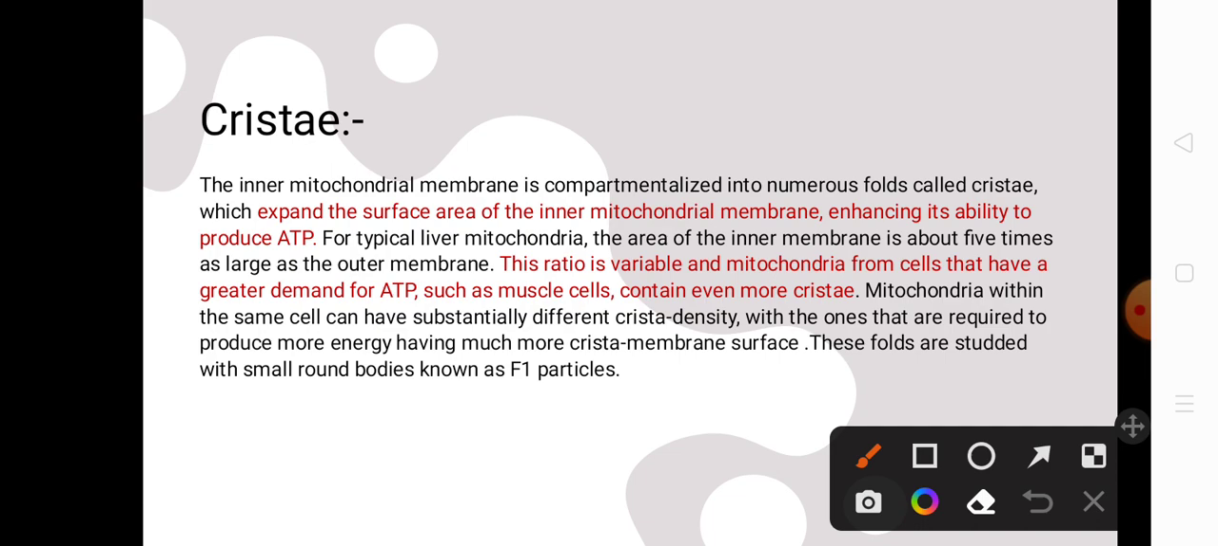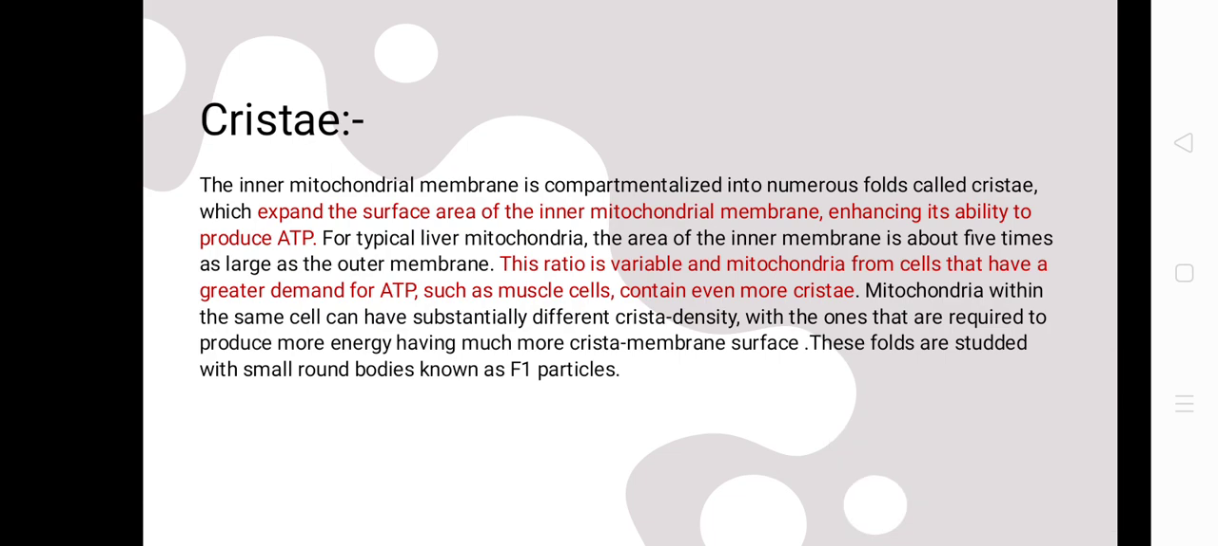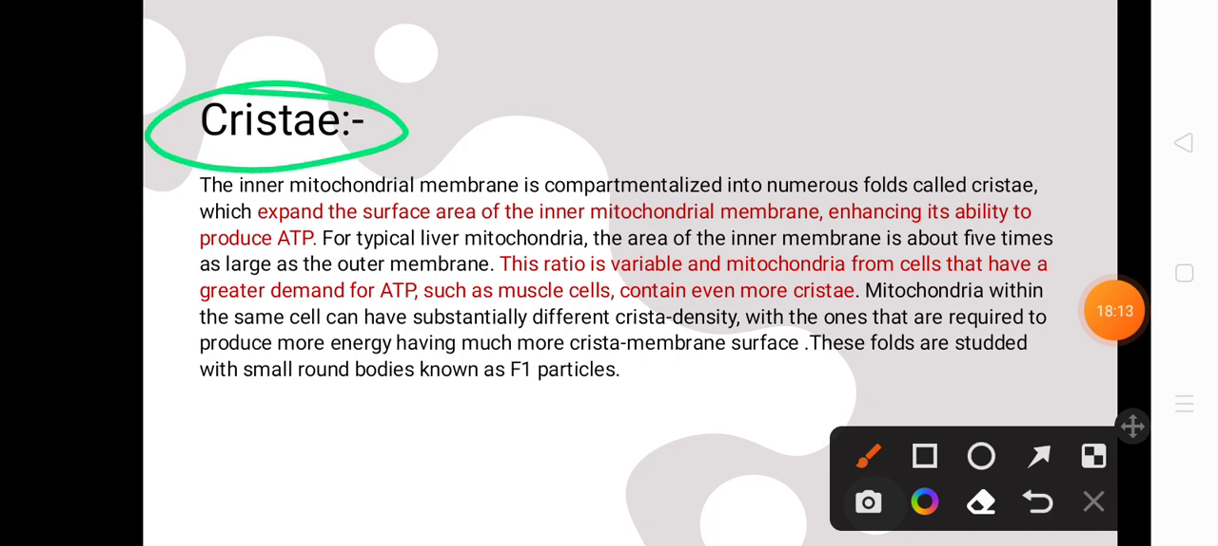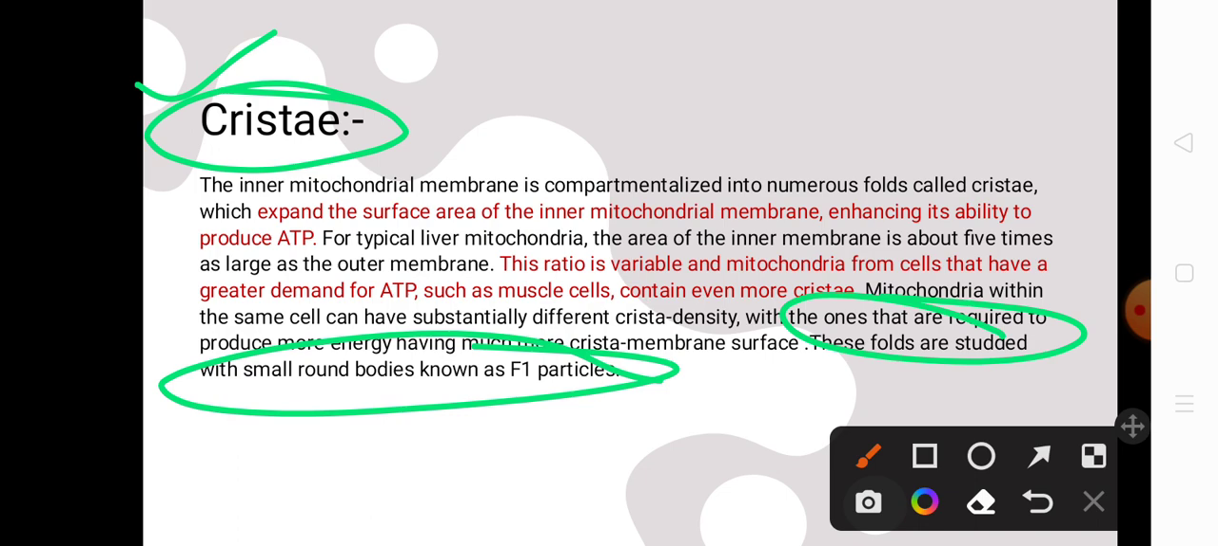So simply put, the number of cristae and the number of folds depend upon the requirement of ATP production. If a particular mitochondrion requires a larger amount of ATP production, then the cristae will be present in numerous number. No doubt about this. And these folds are also stuffed with small round bodies. We will call them F1 particles. So that is the idea of cristae.